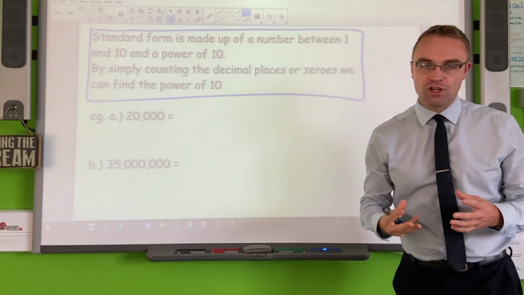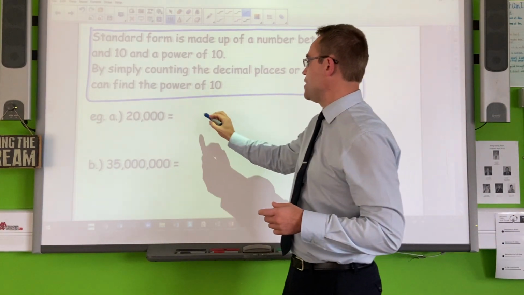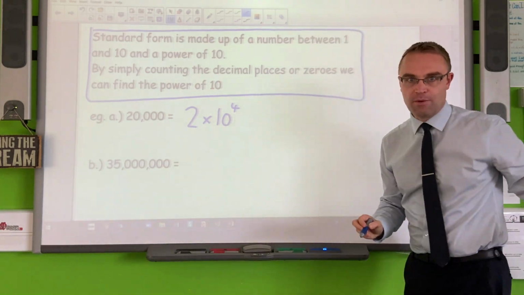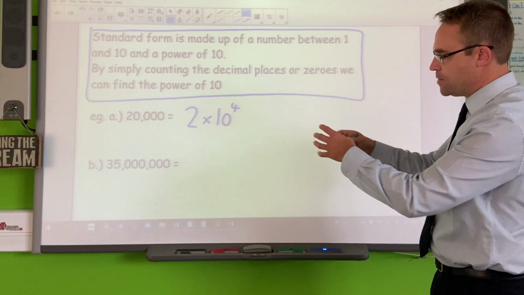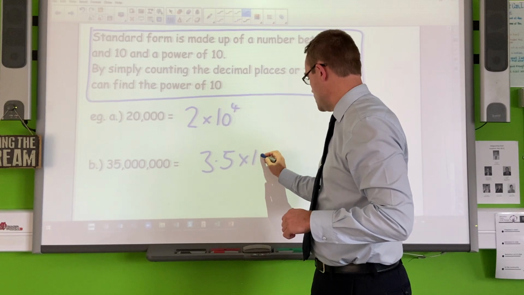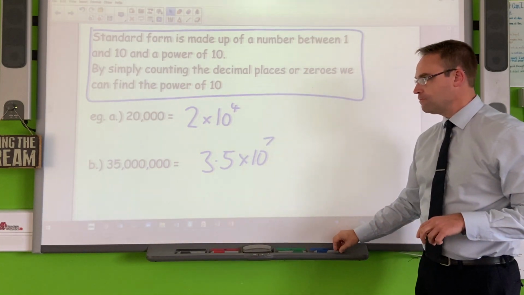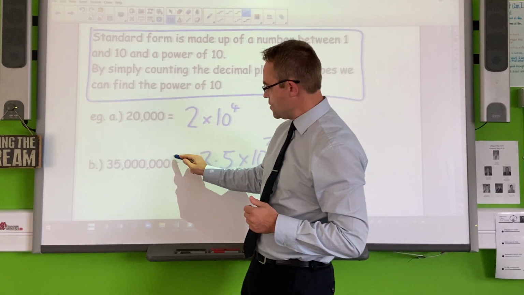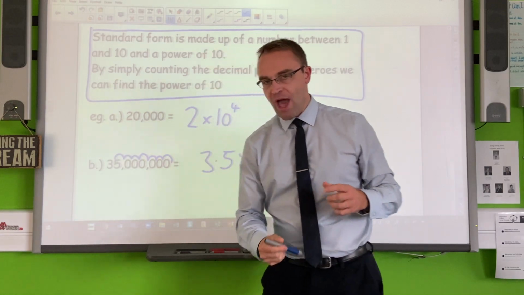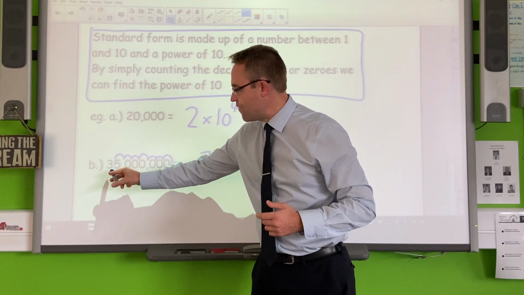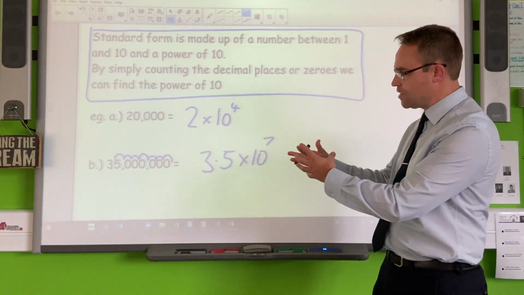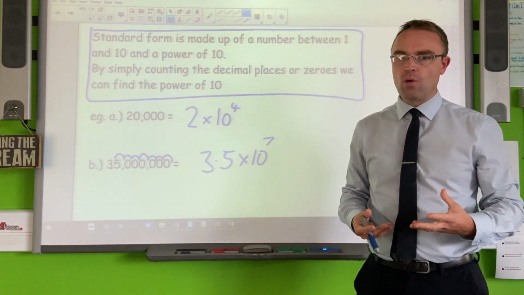And then we're just going to use these 2 examples. So 20,000, 2 times 10 to the power of 4. Again, I'm sure some of you were already shouting that out at home. And then the second one, 35 million, 3.5 times 10 to the power of 7. Okay? And again, if we're not sure, we can just go 1, 2, 3, 4, 5, 6, 7. So if you're ever unsure, because that's where the decimal place goes, if you're ever unsure what power of 10 it's going to be, those little jumps on the number will really help our way through.